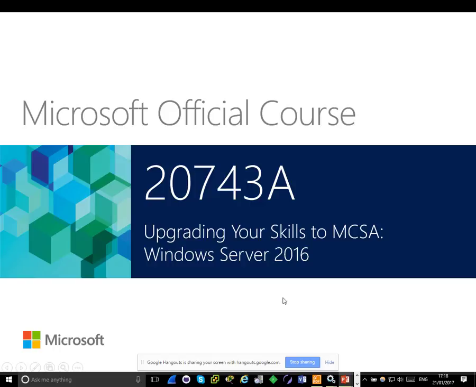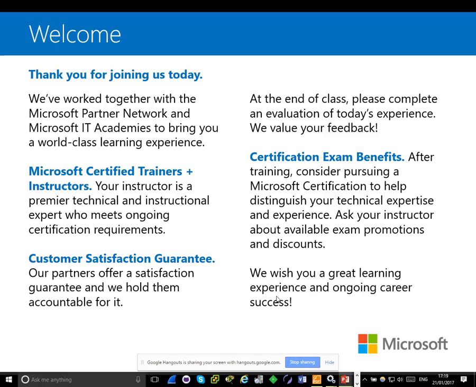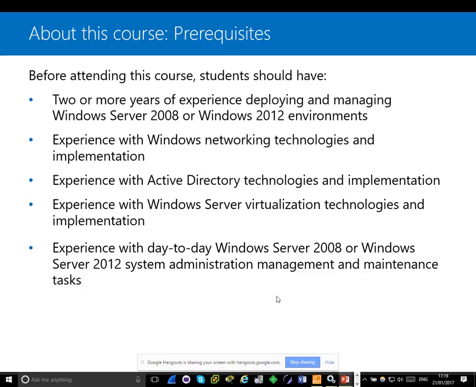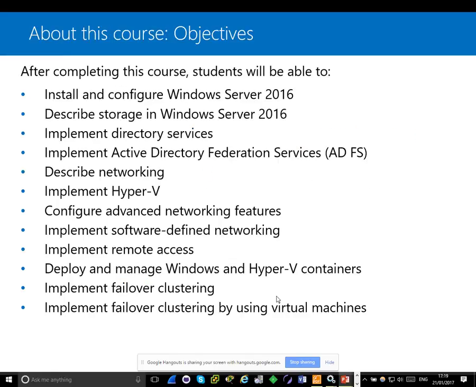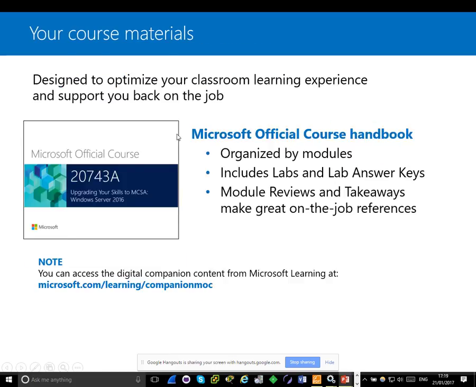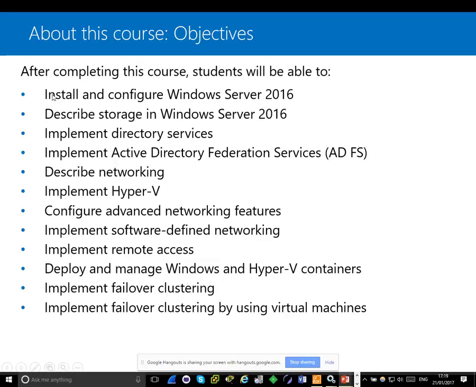So we're going to be talking about this, and 2743 is the name of the course: Upgrading your skills to MCSA Windows Server 2016. A majority of these don't really matter. The main ones we'll be covering in this course are how to install and configure Windows Server 2016, describing the storage in Windows Server 2016, implementing directory service, ADFS, networking, Hyper-V, advanced networking features.